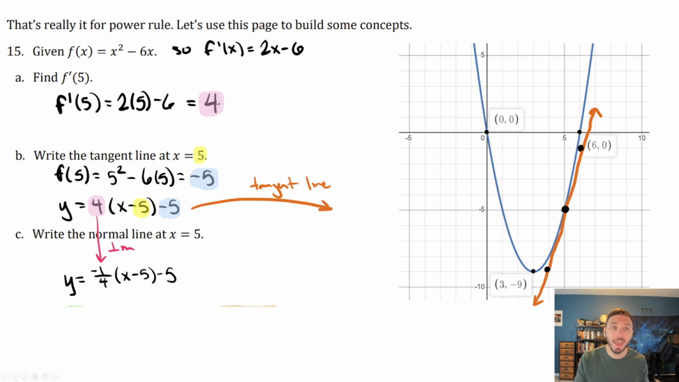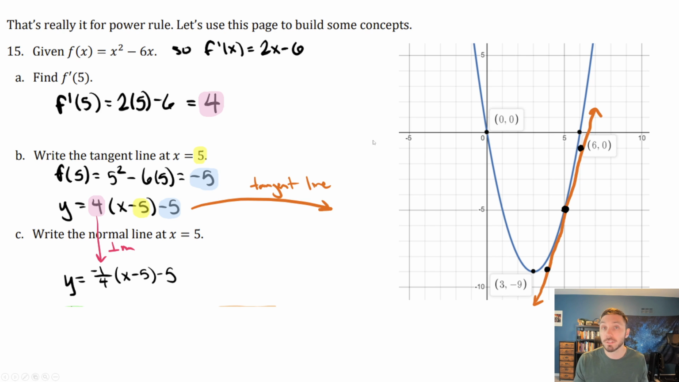Finding the tangent line, I have the slope. I have the point. The point is right here. The point is 5 comma negative 5. So I just plug that in. And if I want the normal line, so that would be the perpendicular slope. That's opposite reciprocal. The reciprocal of 4 is 1/4. Make it opposite by making it negative. So just spiraling in that tangent line and normal line practice.